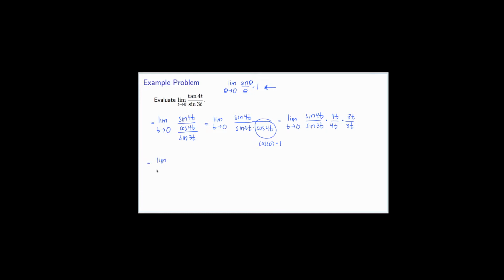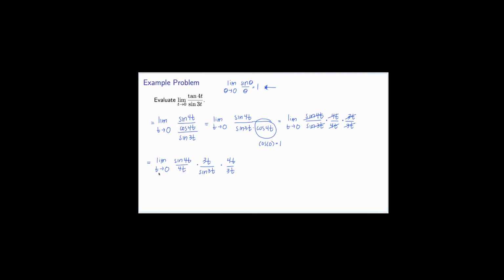So we get the limit as t goes to 0. I have a sine of 4t over a 4t term, so that takes care of this term and this term. I also have a 3t over a sine of 3t term, so that takes care of this term and this term. And then finally, I have a 4t over 3t. Okay, so I've taken care of all of my terms.